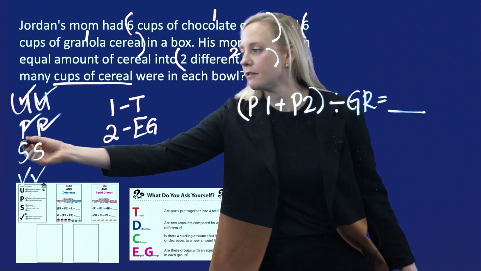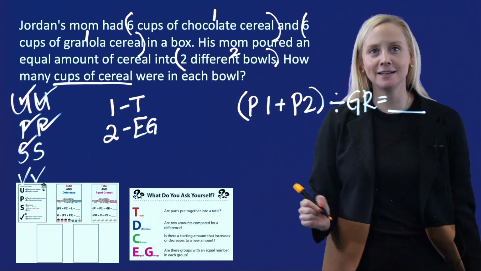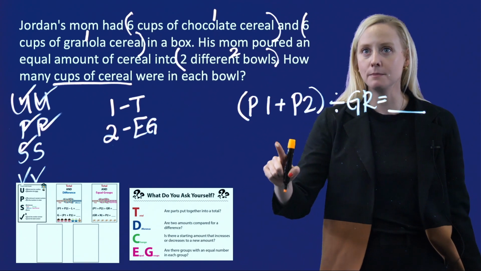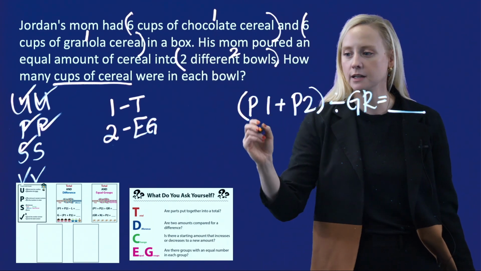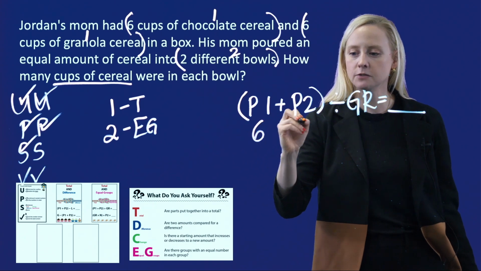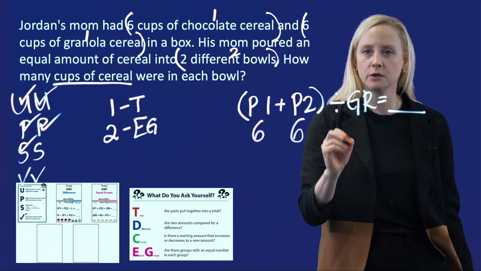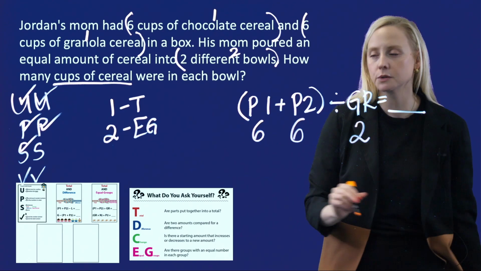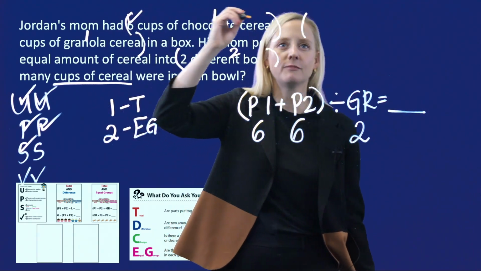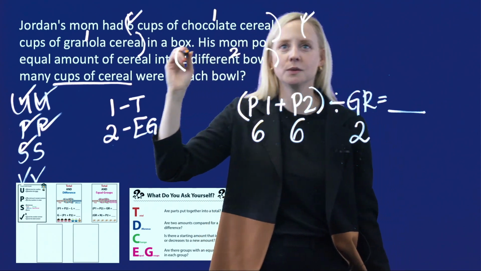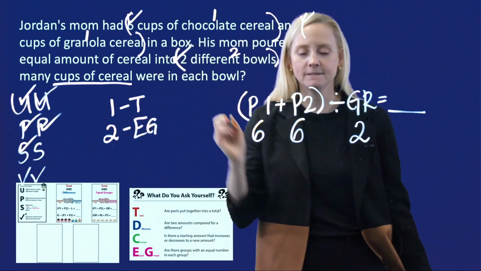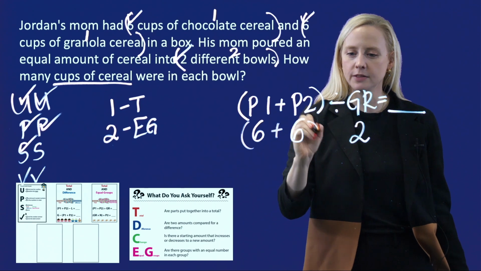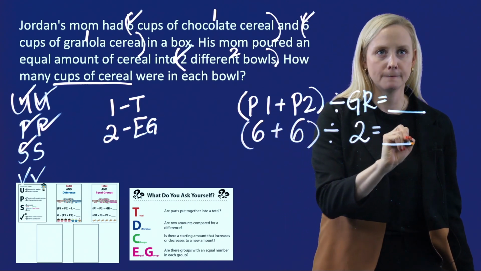So now I have figured out my schema, I'm ready to solve, and all I need to do is plug in my numbers. So I have a 1 and a 1 here. So I know I have 6 cups of chocolate cereal, 6 cups of granola cereal, and I know that I'm sharing them equally into 2 different bowls. I always like to check off my numbers to let me know that I'm finished with those steps. And now all I need to do is add my parentheses and my signs.